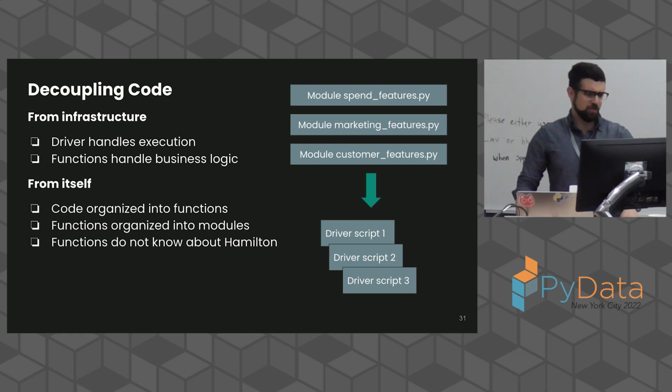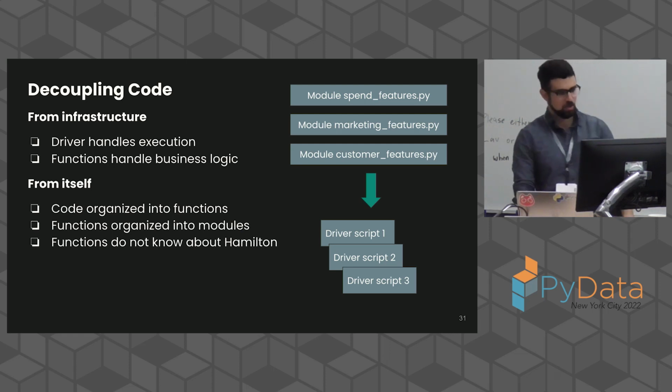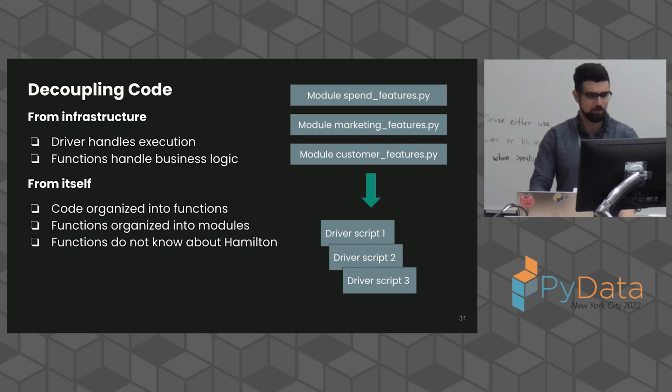And decoupling code from itself. So code is organized into functions, functions are organized into modules, and the functions actually don't know about Hamilton. They're just plain old Python functions, so they're portable, reusable anywhere. If you run all your Hamilton code and you're like, yeah, I don't like Hamilton, but I like my functions, you can copy them over and write your good old procedural stuff. Aside from a few specific examples, it's all pretty portable.